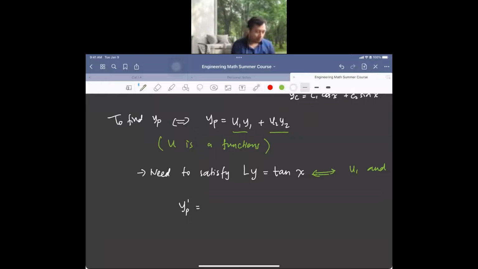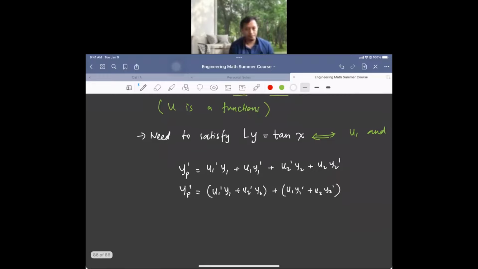So we will have u1 prime y1 plus u1 y1 prime, right? And then plus u2 prime y2 plus u2 y2 prime. Let me write the u1 prime y1 with u2 prime y2, and then plus u1 y1 prime plus u2 y2 prime.